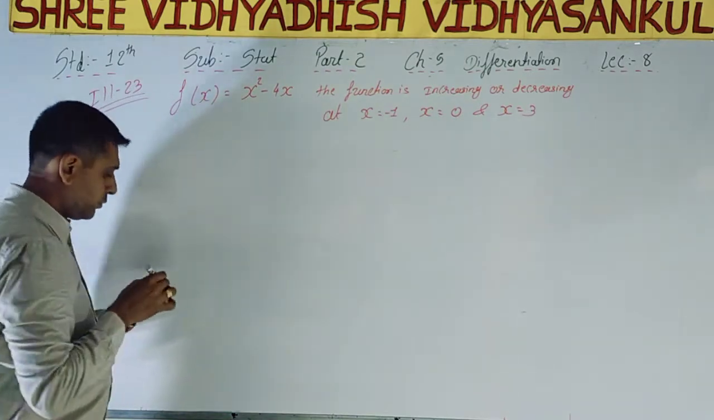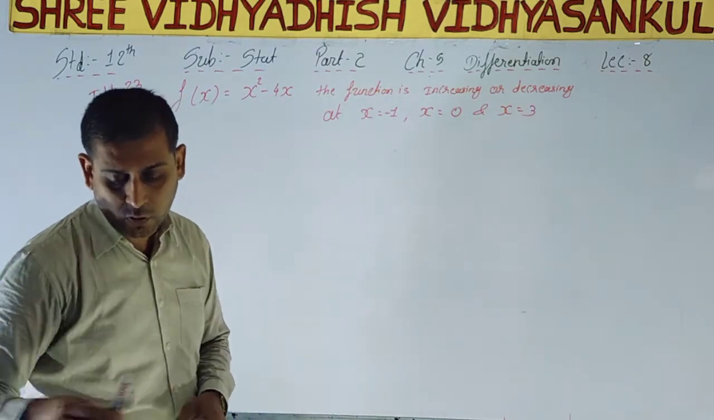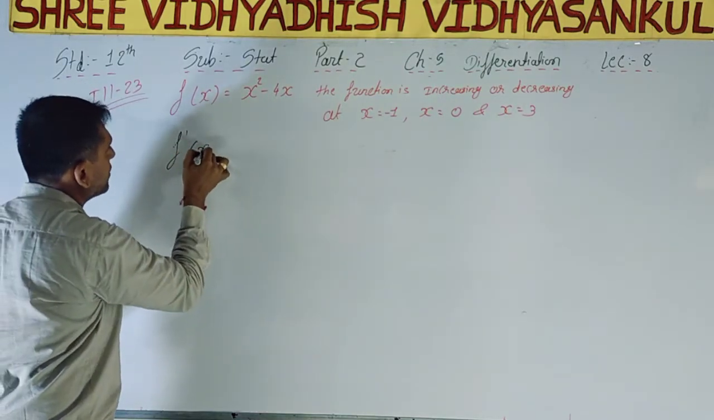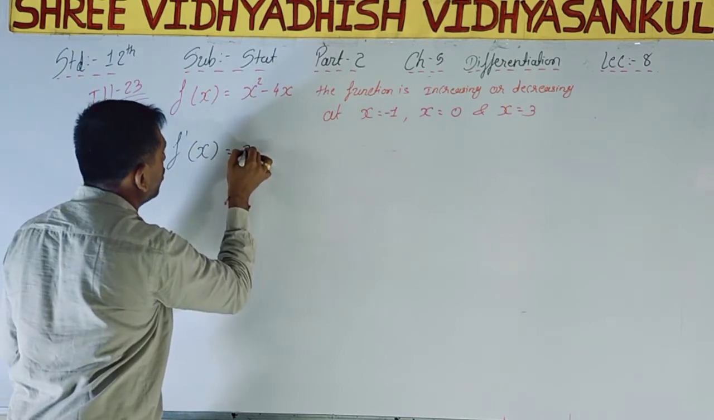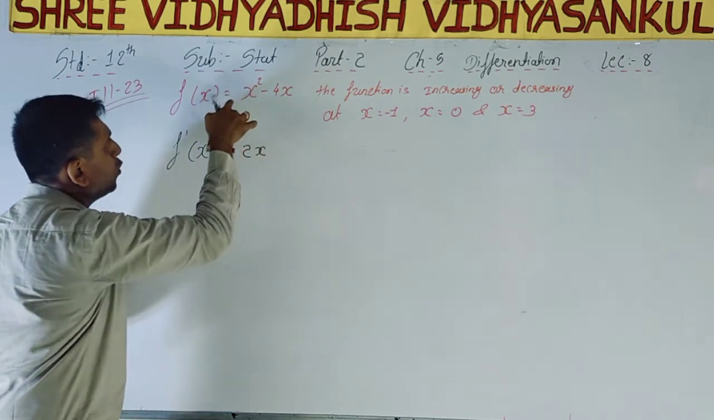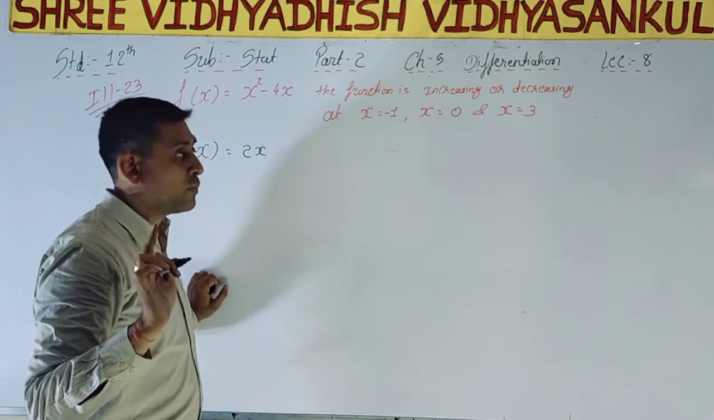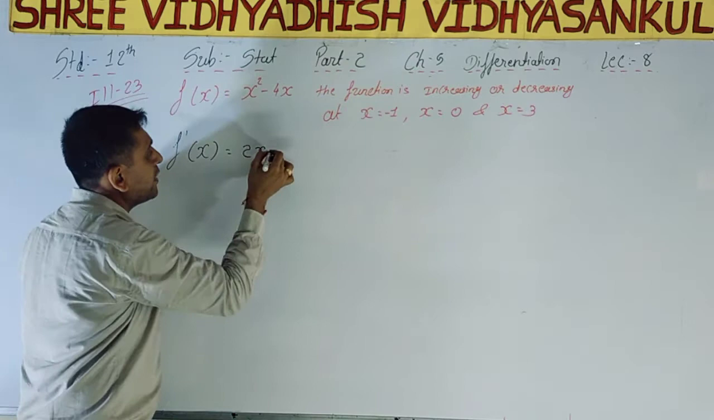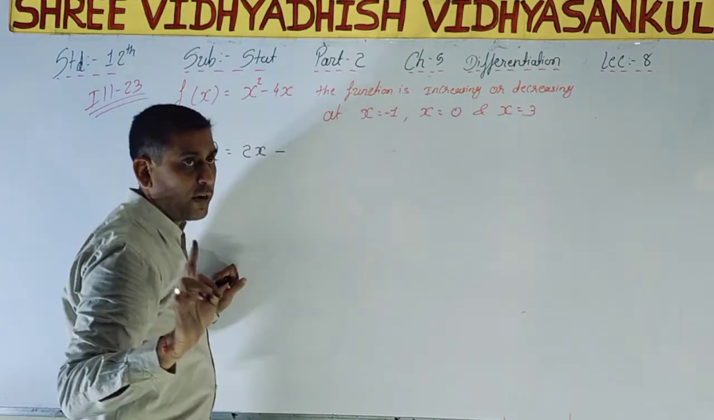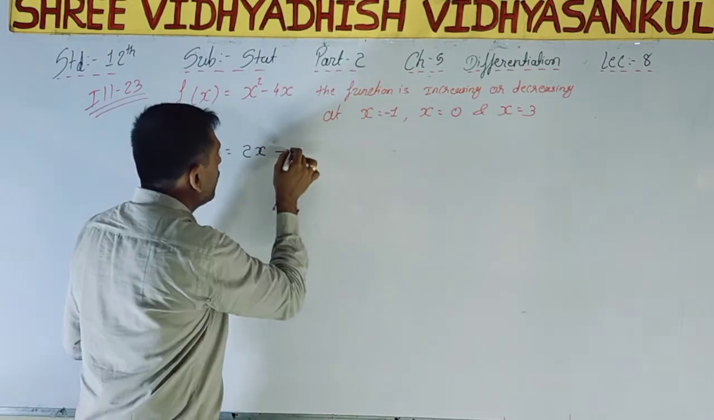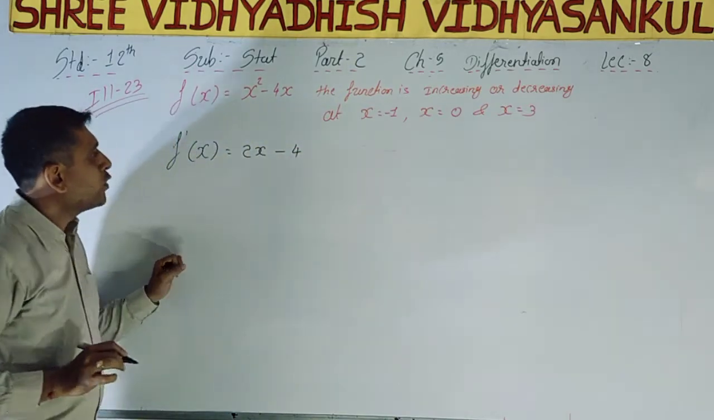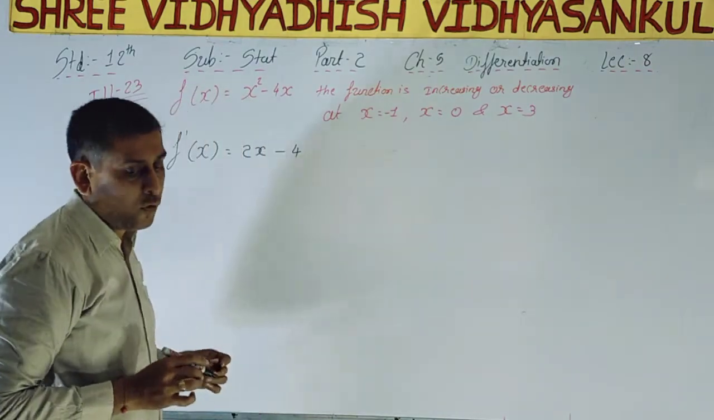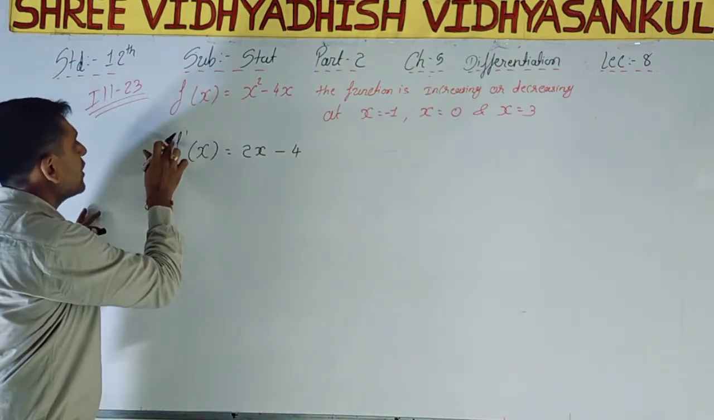See here, what is the first derivative? f dash x is equal to 2 into x raised to 2 minus 1, that is 2x only, raised to 1, that is x, minus 4 into, what is the differentiation of x? That is 1. 4 into 1, that is 4. So your first derivative is 2x minus 4. Now your first answer is over.